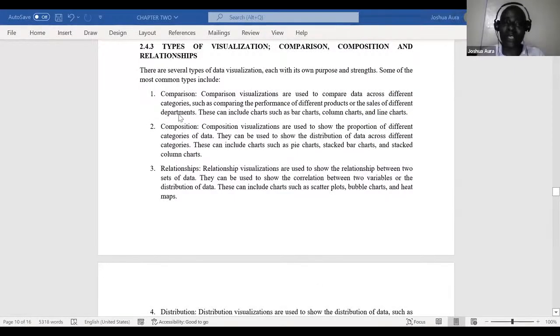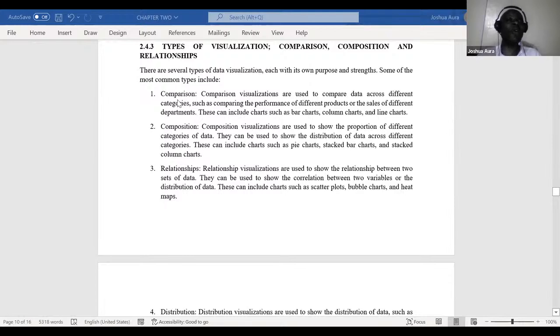Now, comparisons, where you're comparing metrics of different products, metrics of different years. For example, I want to look at EPS of 2020, EPS of 2021. When I'm comparing, then visualizations like these bar charts come in handy.